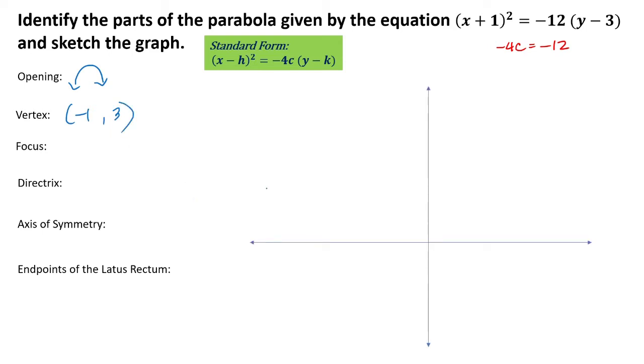So trying to sketch the graph, let's say this is negative 1 and this is positive 3. So our vertex is located here.